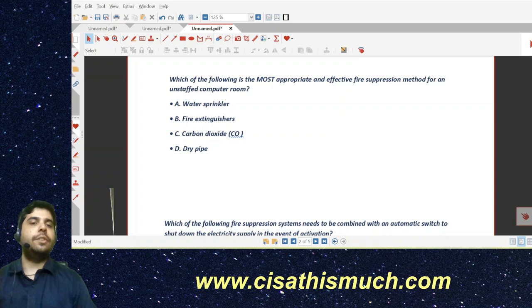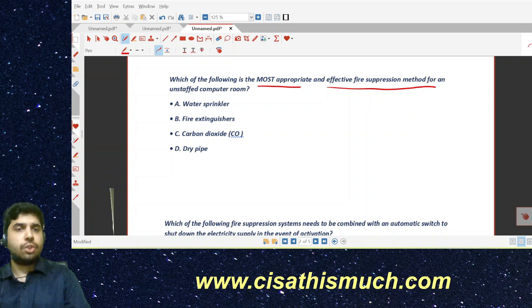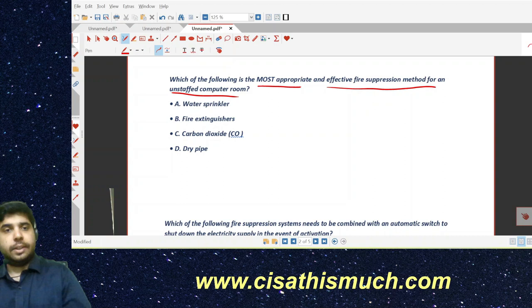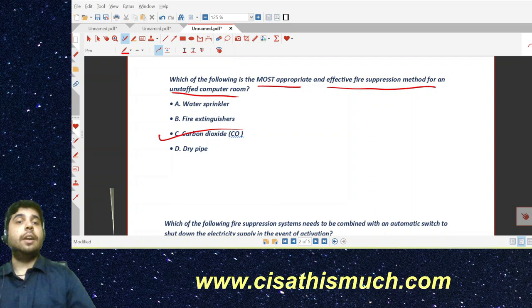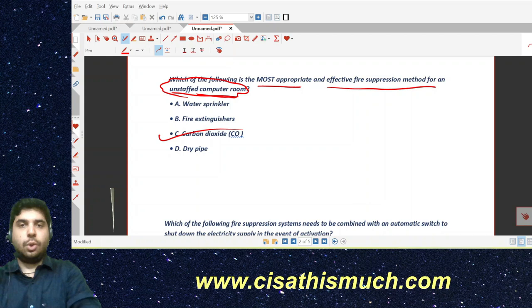Which of the following is the most appropriate and effective fire suppression method for an unstaffed computer room? Option A, water sprinkler. Option B, fire extinguishers. Option C, carbon dioxide. Option D, dry pipe. The answer is carbon dioxide, right? Here the keywords are unstaffed computer room, correct? Unmanned, unstaffed computer room. You have to go with the option carbon dioxide, right? Let's look at the next question.